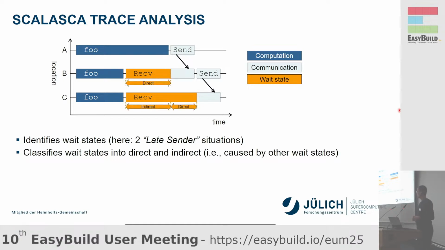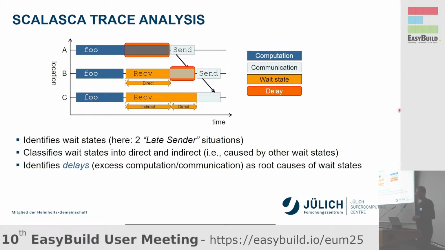Once we've done that, we classify these wait states into direct and indirect wait states, where indirect wait states are caused by other wait states. Direct ones are caused by some computation imbalance. Then we identify the delays causing these wait states. So in this case, we have an excess communication in the receive and an excess computation in the foo. And then we map or attribute these wait states that we've identified as delay costs onto these delays.